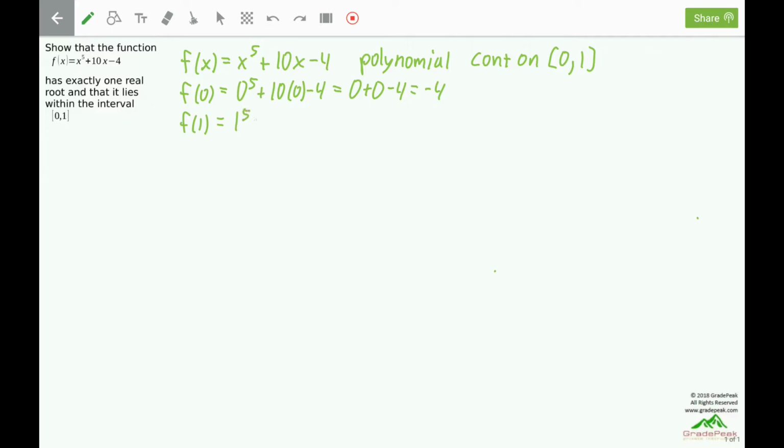F of 1 will be 1 to the fifth plus 10 times 1 minus 4. 1 to the fifth is 1, 10 times 1 is 10, and then minus 4. 1 plus 10 is 11, minus 4 gives 7.